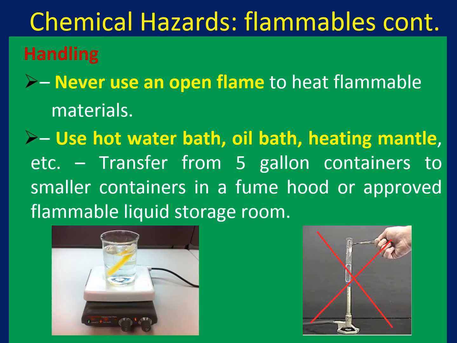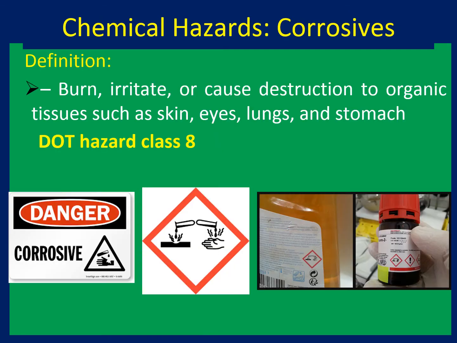It is recommended to use a hot water bath rather than an open flame because there is a high chance of catching fire. And the next one is a corrosive material. So corrosive or irritant means it can burn your body, right? Organic tissues like skin, eyes, lungs, and stomach. If the chemical is spilled onto your hand, it can burn, right? That's why we call these materials corrosives, and you can identify those symbols.